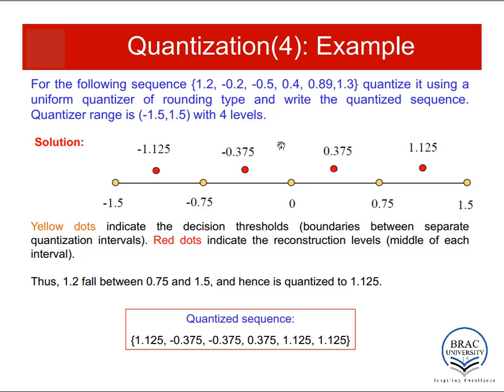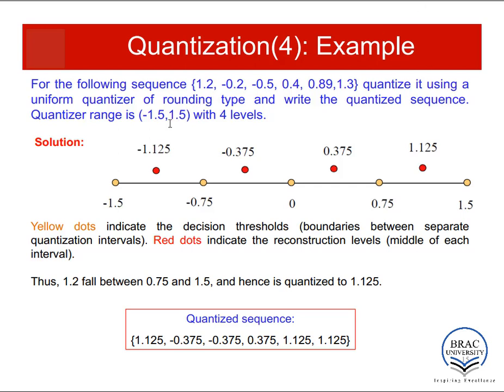And also the quantizer is of rounding type. Rounding type means we have to have both quantization levels and decision levels. One thing to note here, the number of decision levels is always 1 greater than the number of quantization levels. So here we have 4 quantization levels, so we have to have 5 decision levels. And also each decision level bisects 2 quantization levels and each quantization level bisects 2 decision levels.